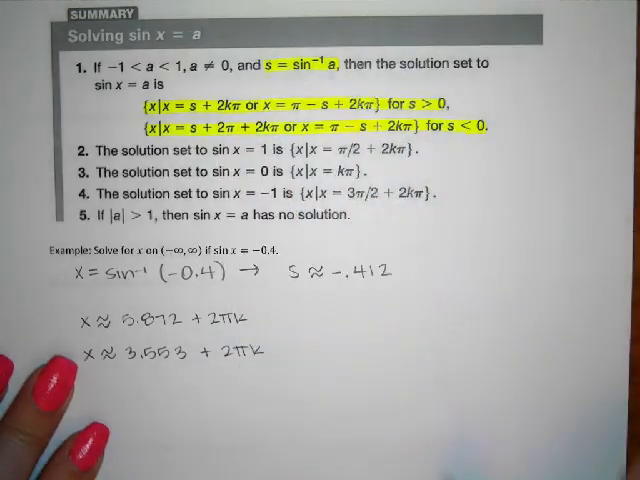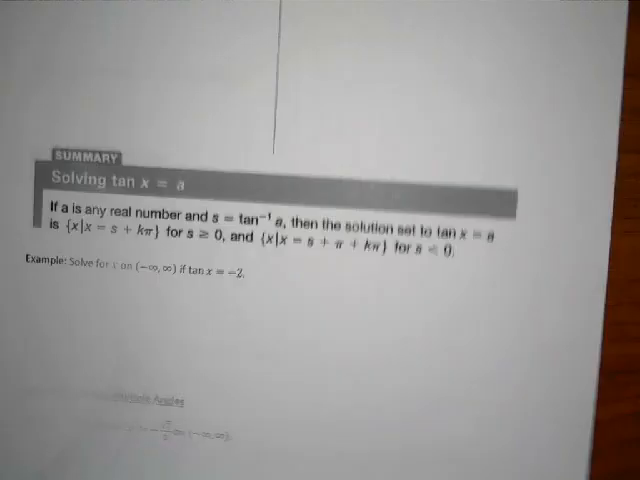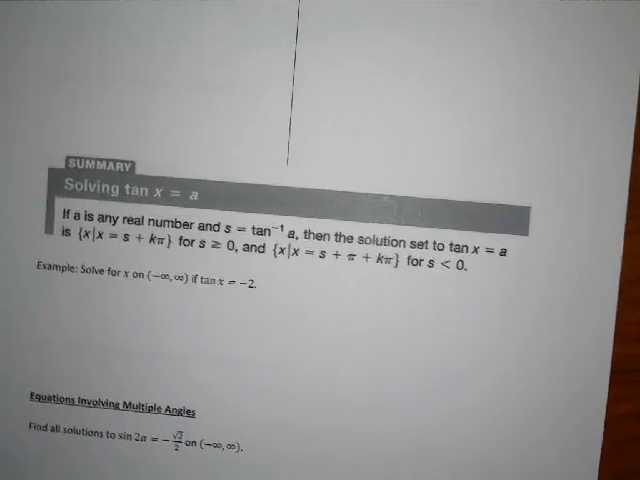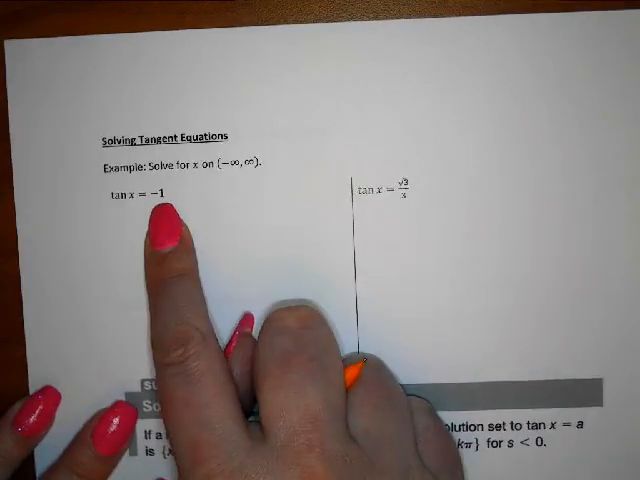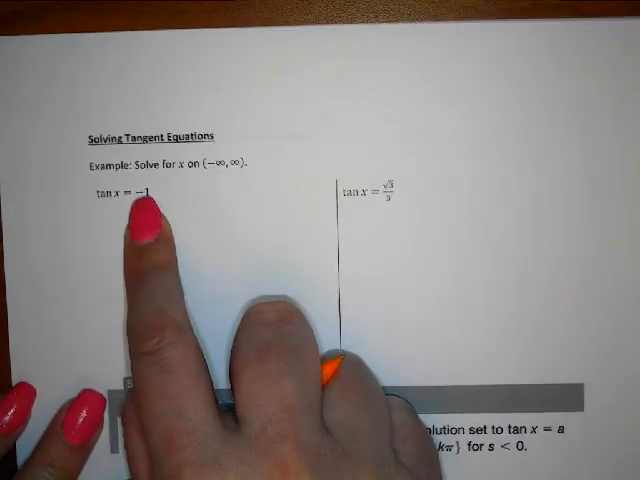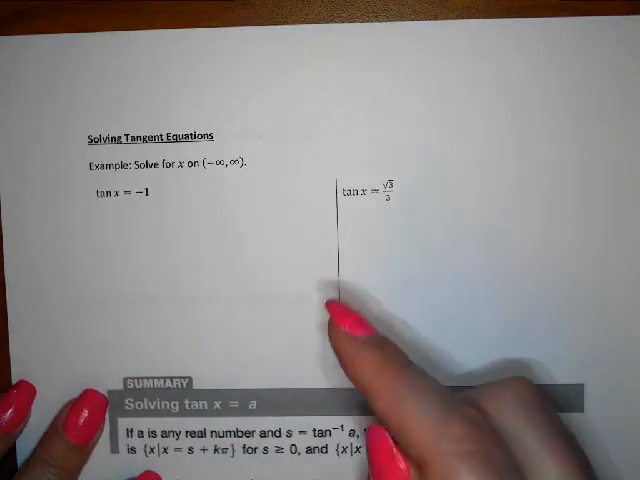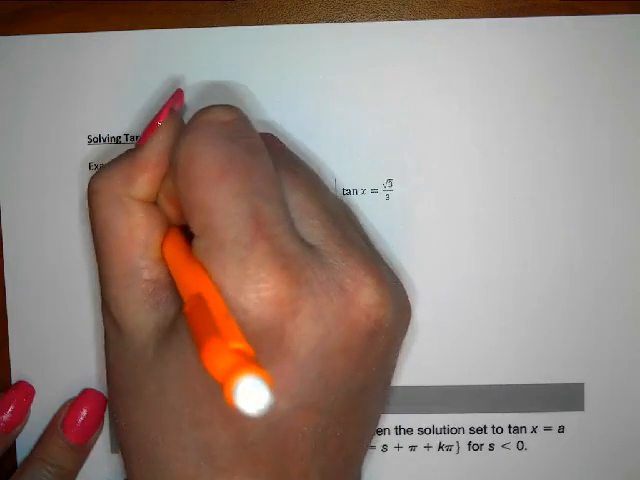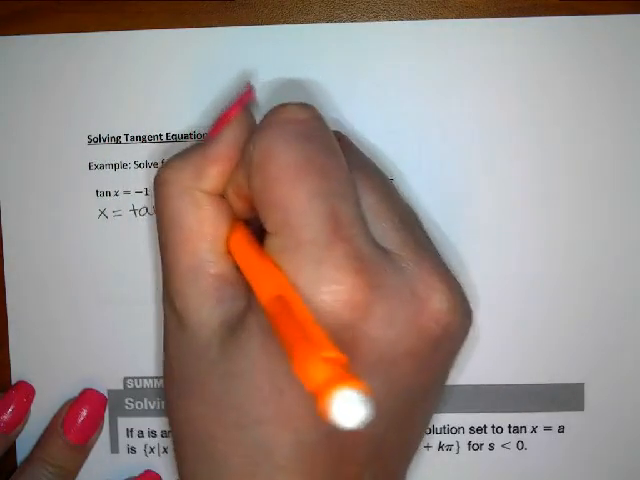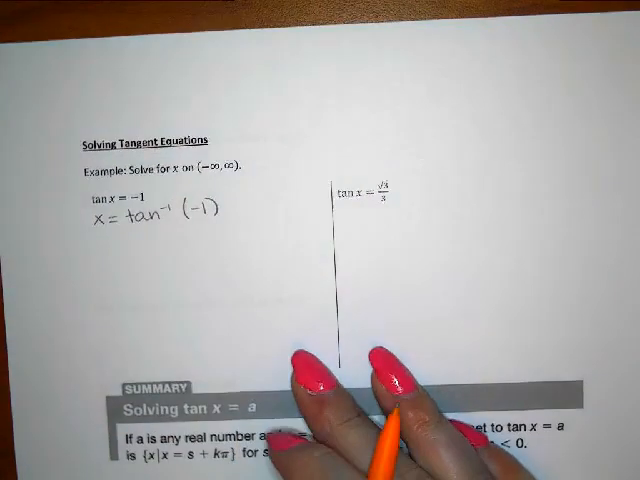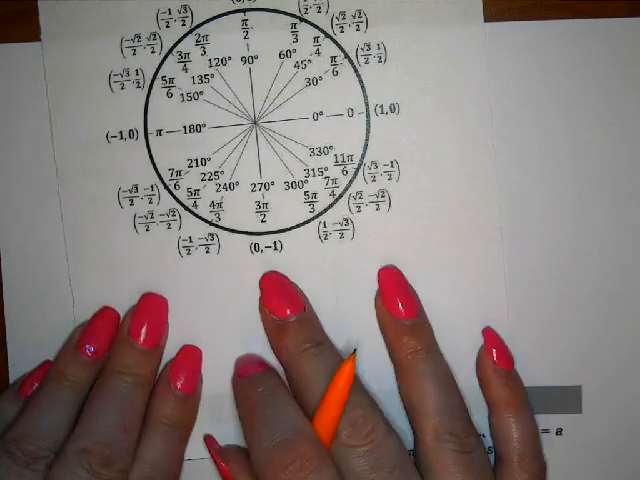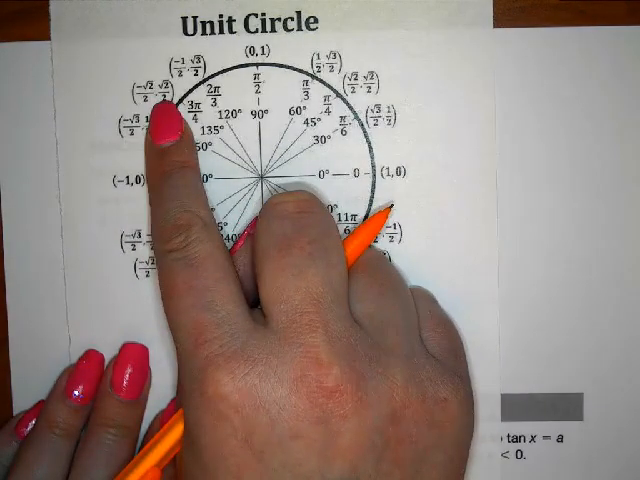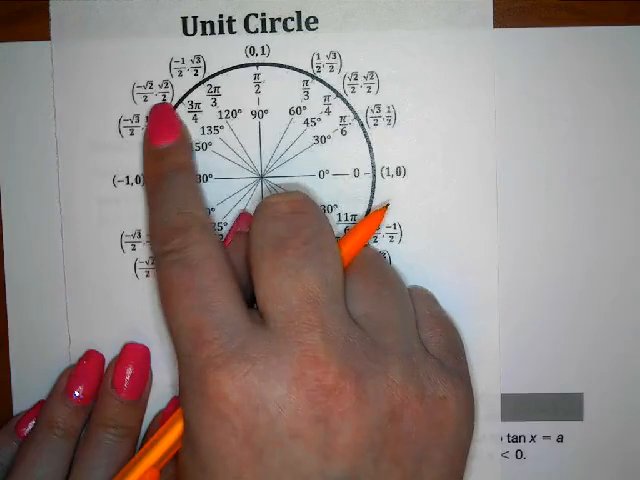Okay, and then last we're going to do the same thing and just look at how to solve a tangent equation. So we know tangent is going to be a little bit more complicated because we're not going to see a value of -1 on the unit circle for tangent. We're going to look for a y-coordinate divided by an x-coordinate that is -1. So here for tangent, y divided by x is -1 is right up here. The y and the x are the same number but different signs, so that's going to be -1. And then over here, that's going to be -1.